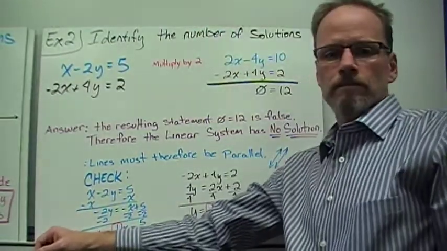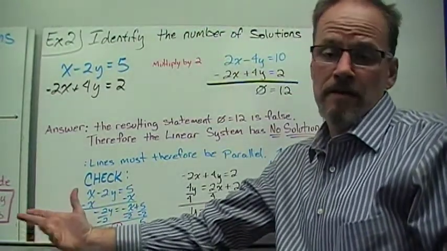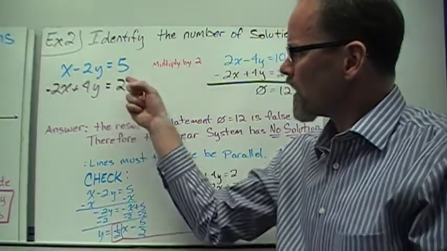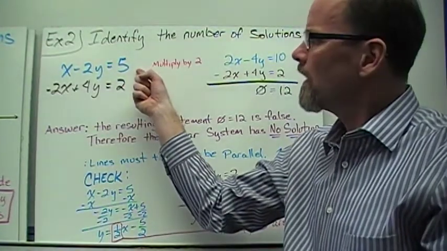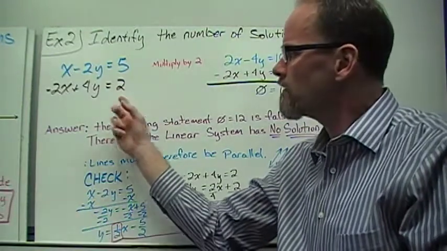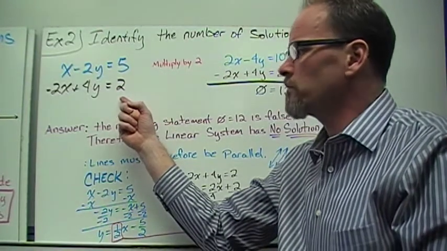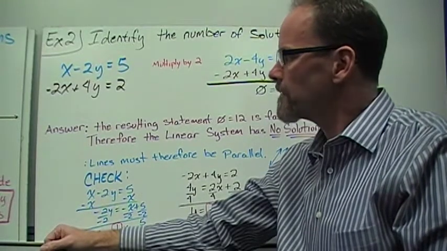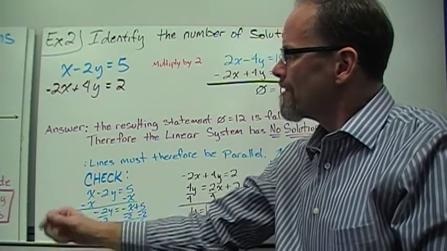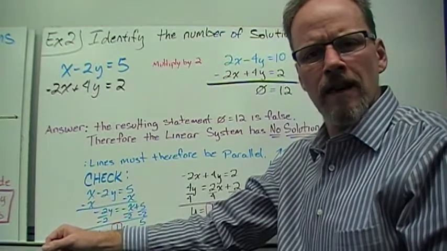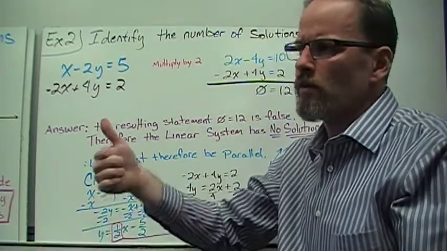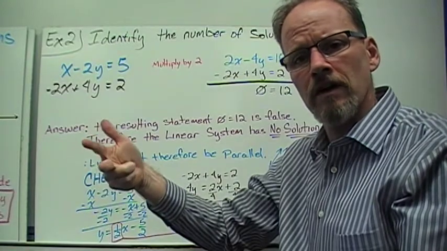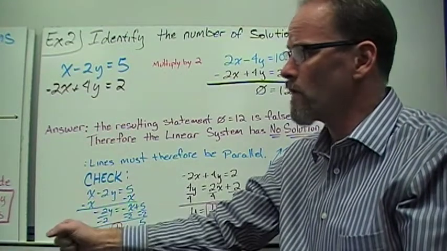Example number 2. Identify, again, how many solutions there are going to be. My new system: x minus 2y equals 5, negative 2x plus 4y equals 2. I'm looking at that and thinking, where do I want to start? Should I just graph and check it? Can I do substitution? Or can I do linear combinations of some sort?